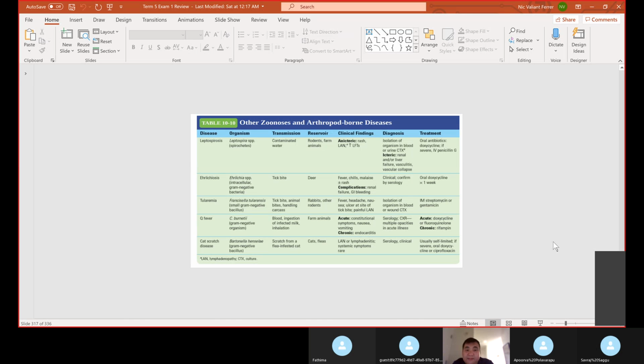Ehrlichiosis, intracellular gram-negative, tick bite by a deer. They have renal failure, GI bleeding. What can you give? Tetracycline again. It's an intracellular pathogen. See the pattern?